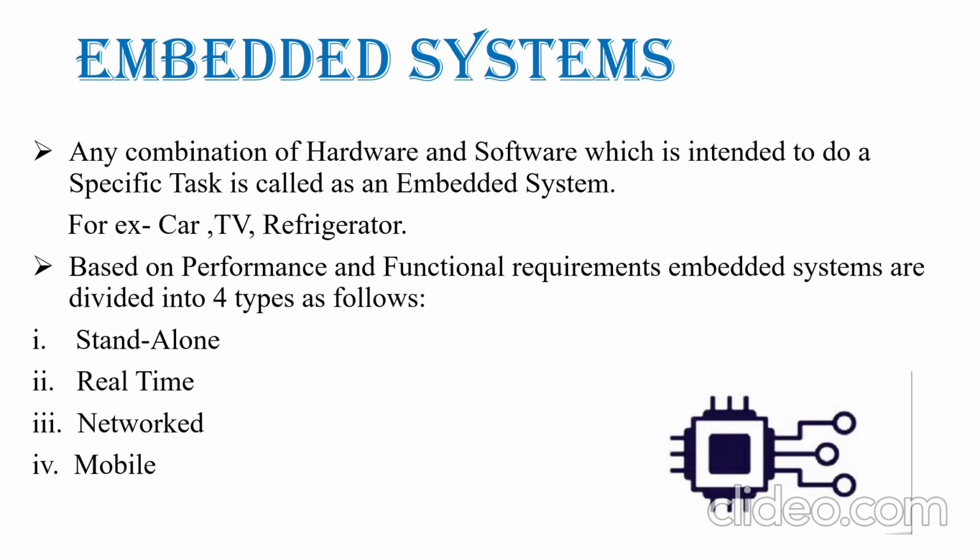First of all, we have embedded system. So what is an embedded system? Any combination of hardware and software which is intended to do a specific task is called an embedded system. For example, car, TV, refrigerator.